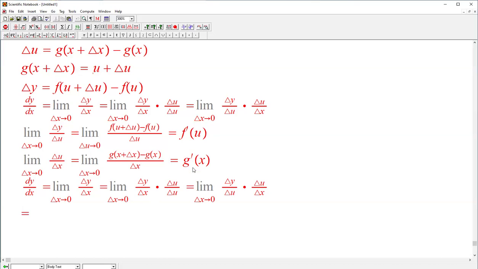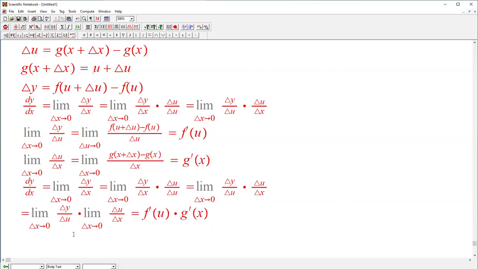We can take the limit respectively. We can take this limit separately from the other limit. We just take the limit separately. And this result is f prime of u, the derivative with respect to u, I hope you hear that, and the derivative of g with respect to x. So this ends the proof of the chain rule.